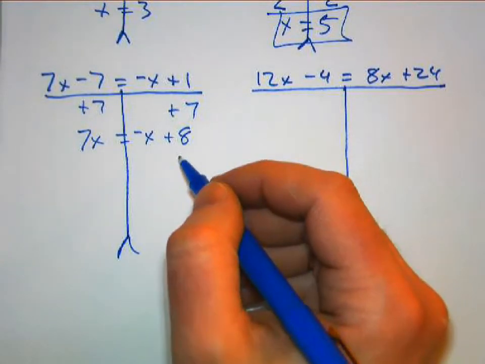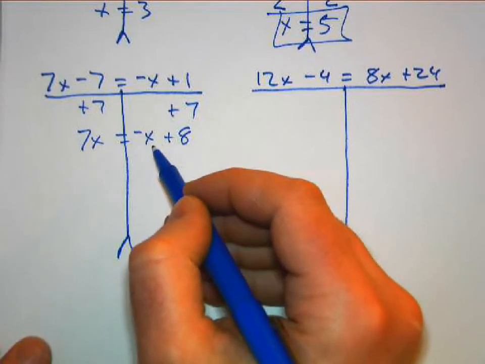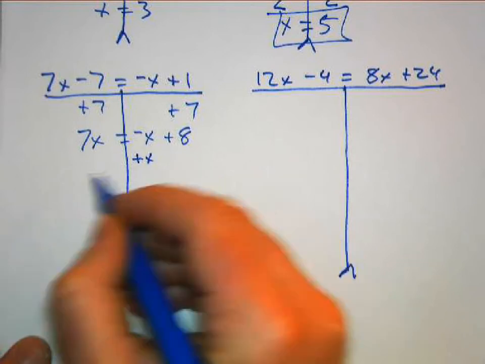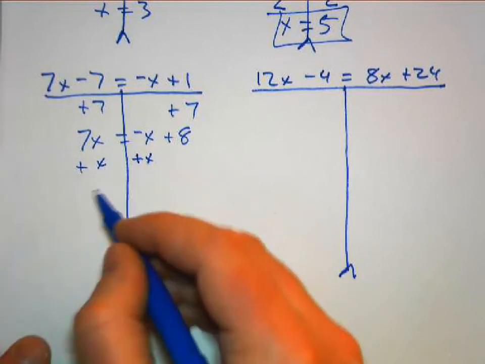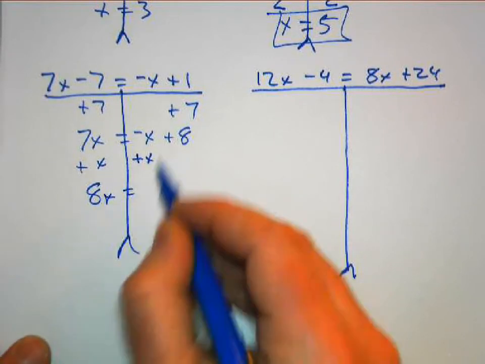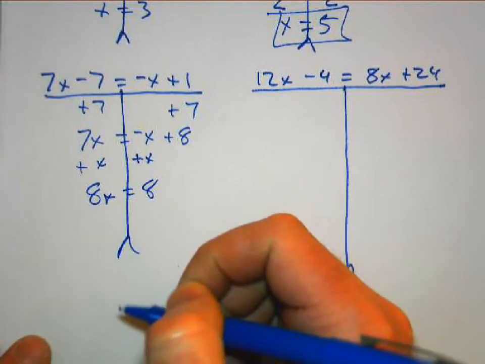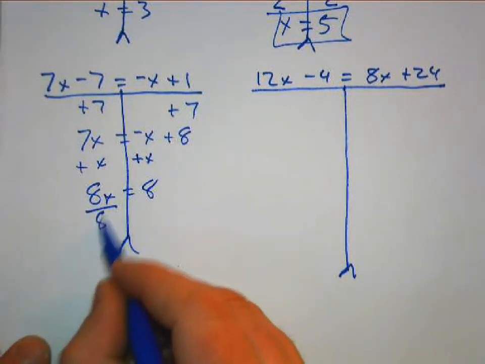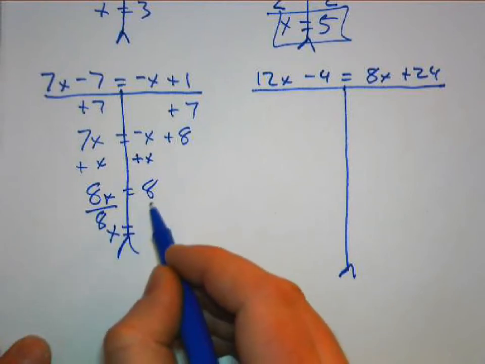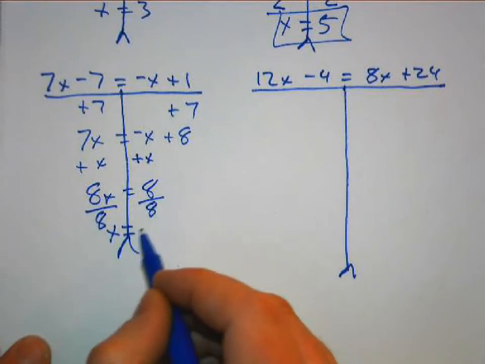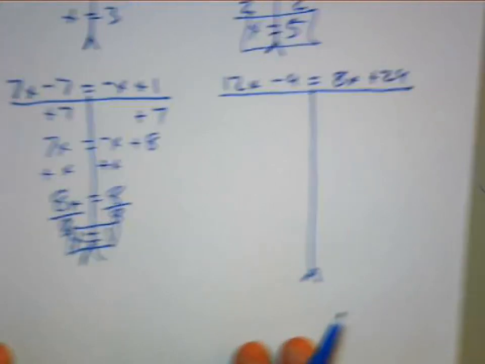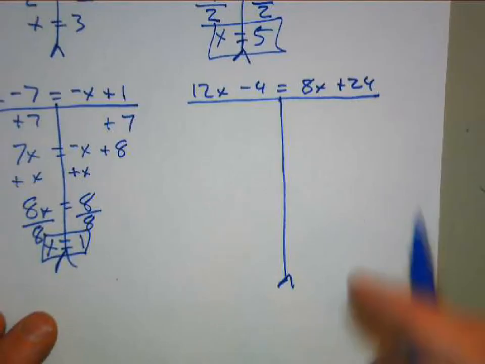Now, I need to move this negative x from this side over to that side. So I'm going to add x to both sides, plus x. 7x plus x is 8x equals 8. You already know the answer, but show your work. 8x divided by 8 leaves me with x equals 8 divided by 8 is 1. Show your work. Circle your answer.